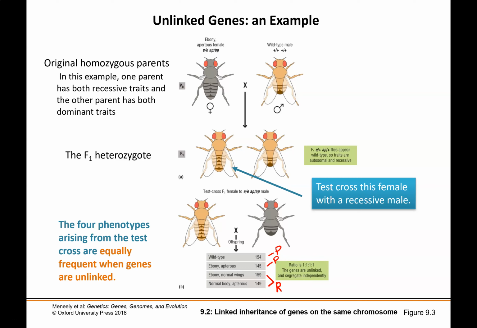Those are the parentals, and these other two are the recombinants. But all of these phenotypes are occurring in equal proportion because the chance of getting any one of the genes from the chromosome that E is on is independent of the chance of getting any of the alleles from the chromosome that the other allele is on.